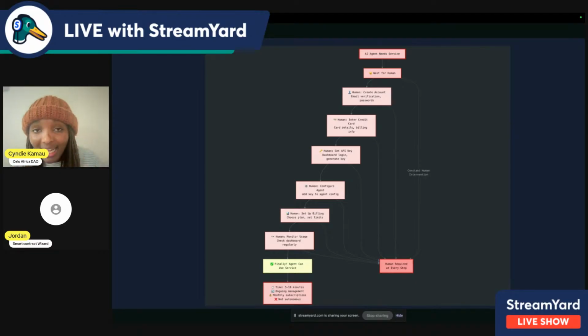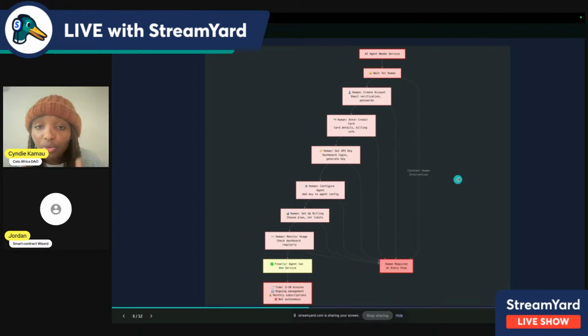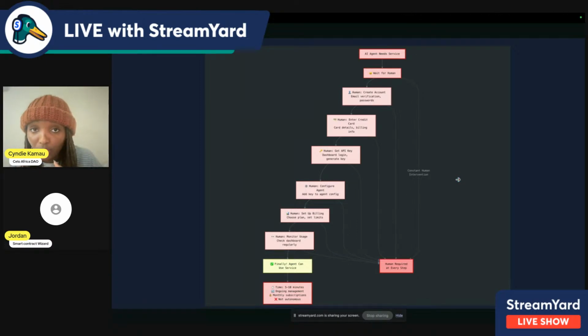So to understand exactly the pain point the x402 system is solving, especially when we talk about AI agents, I've created a simple flowchart for you to see why we need the x402 payment system. So before x402, how would it happen?